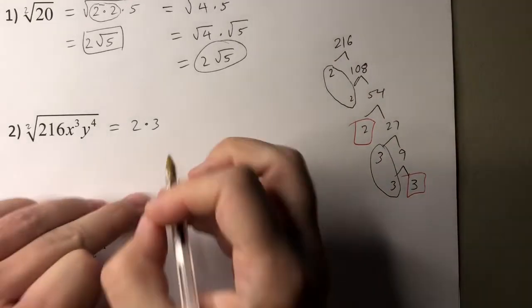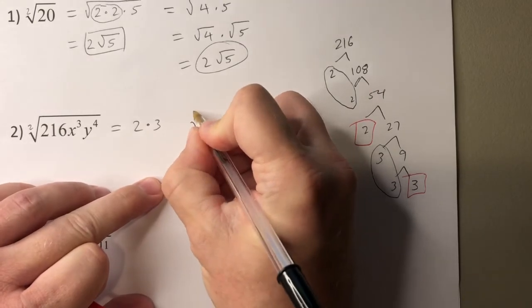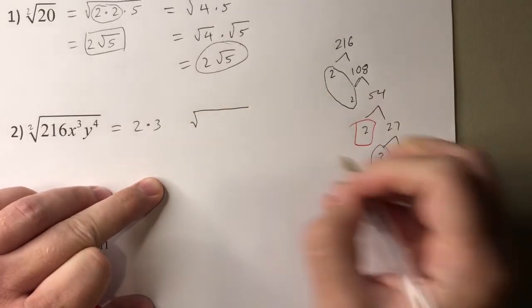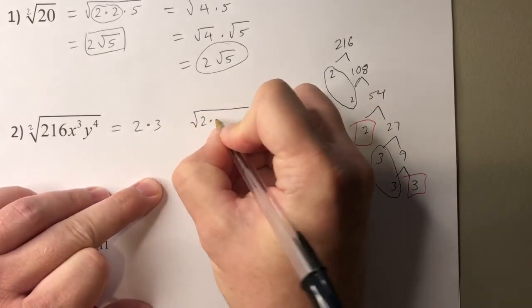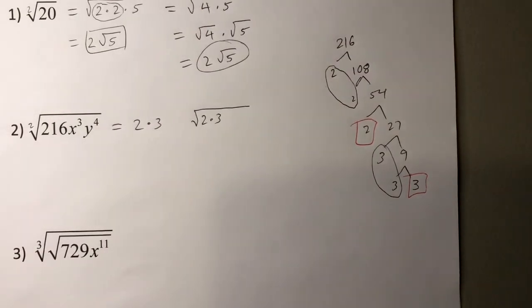So far, I'm going to leave a space right here. I'm going to leave a space right here, okay? So far, we have this. 2 times 3 underneath. We're building our simplest radical form solution here. Our expression, I should say, not a solution, our expression.